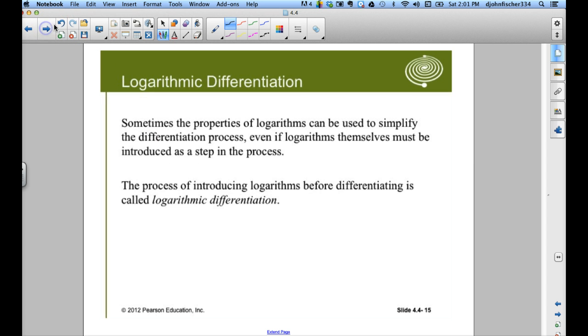So let's keep going here. Logarithmic differentiation. Sometimes the properties of logarithms can be used to simplify the differentiation process, even if logarithms themselves must be introduced as a step in the process. The process is called logarithmic differentiation. So we're going to do some more problems of the other ones in a little bit here.